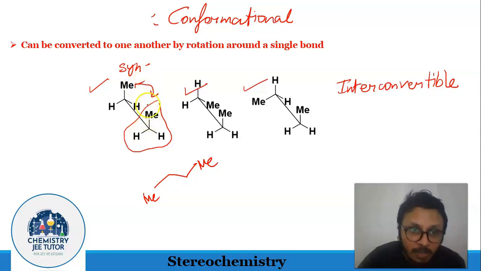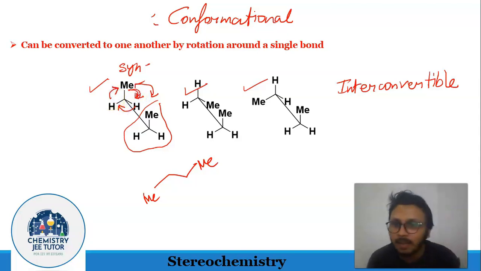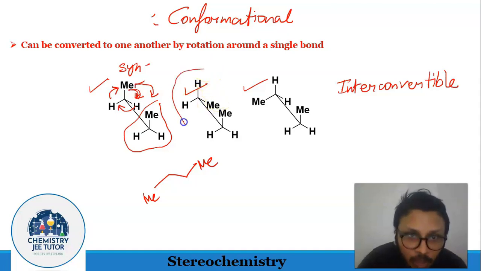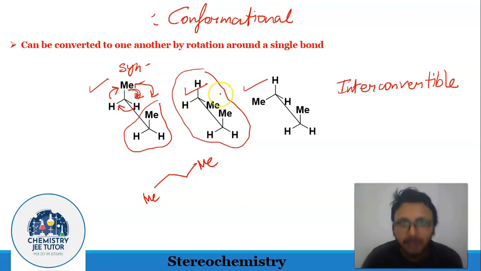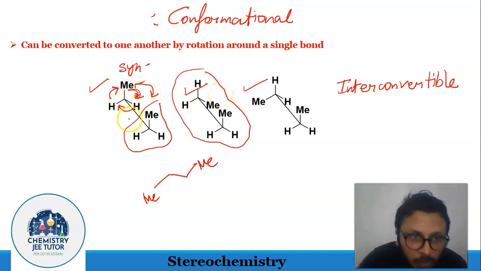Now suppose I keep this part fixed and rotate this clockwise. So this methyl will come here, this hydrogen will go there, and this hydrogen will come to the position of the methyl. This gives us this molecule. Now they are interconvertible, right? The same molecule. We can simply convert one into another by rotation around this bond. I'm just rotating clockwise around this bond, keeping this part of the molecule fixed.